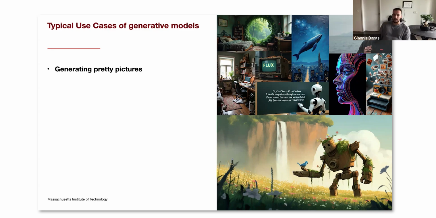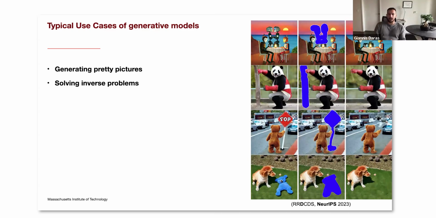One thing that people like to do with these models is generate pretty pictures. And yeah, I'm all for that. That's pretty cool. But another thing that we might want to do is solve inverse problems. So what are inverse problems? Inverse problems are basically scenarios where you have missing information, and what you would like to do is use your model, whatever knowledge it has of the world, to complete that missing information or give you a plausible thing that could have happened.